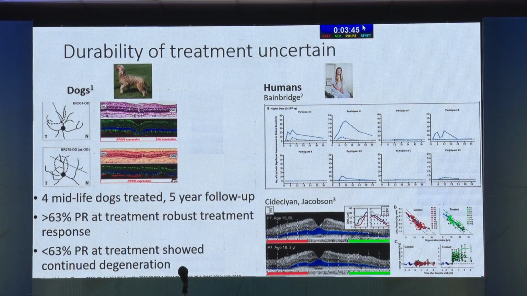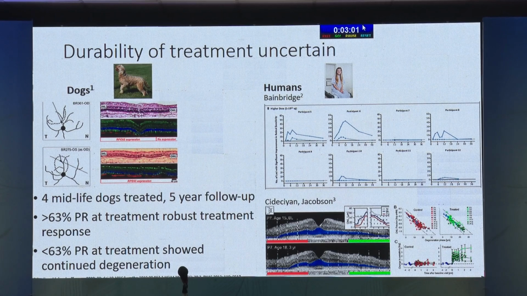Now, if we're looking at implementing, the durability of treatment is uncertain. The FDA-approved study showed data only out to 4 years. After that, unknown. We have longer data with the dogs, the canine model, so there's 5-year follow-up data for dogs. And interestingly, this study showed that at the treatment site, if there's 63% of photoreceptors present, there was a robust and long-lasting treatment response, whereas if the subretinal injection was given at areas with less than 63% photoreceptors, continuing degradation.